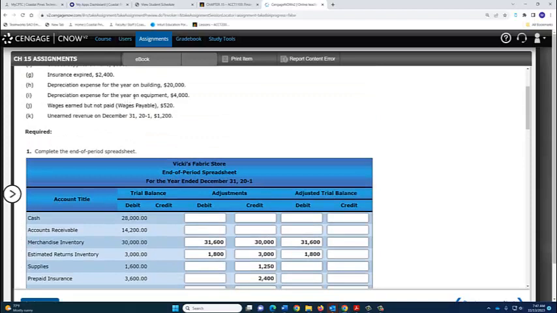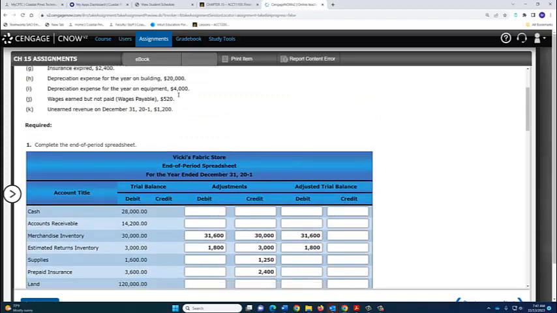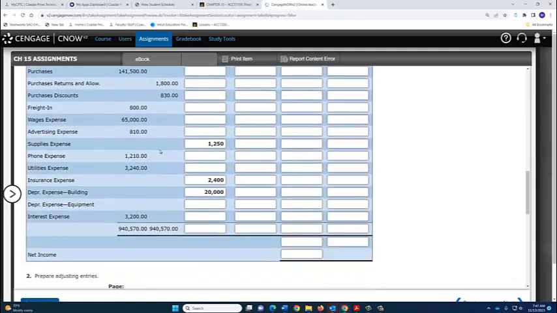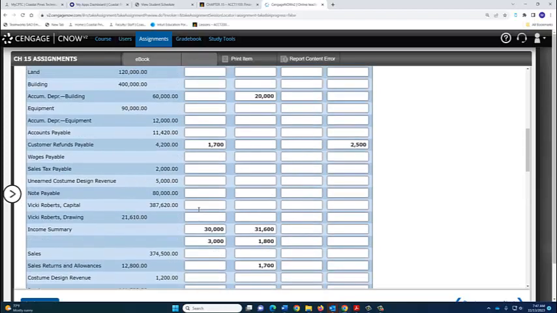Depreciation expense on equipment is $4,000, so same entry. We will debit depreciation expense equipment for $4,000 and credit accumulated depreciation equipment for $4,000.